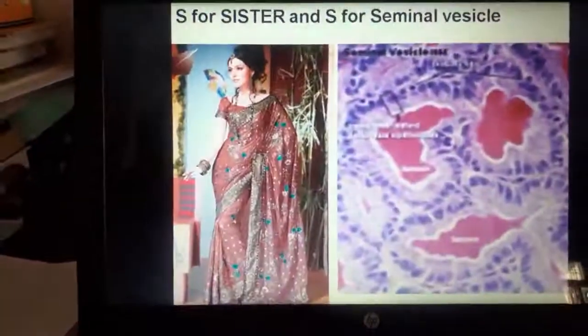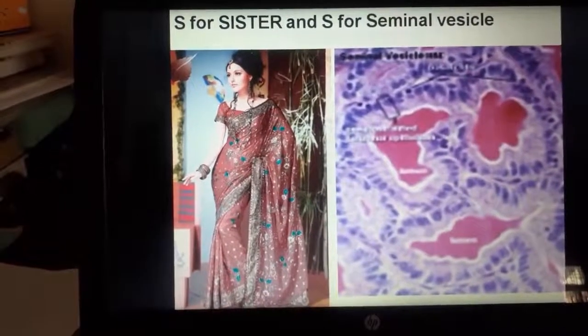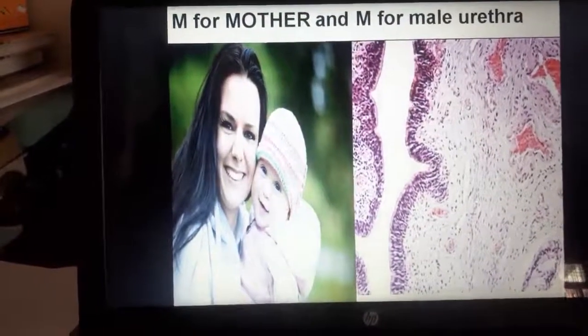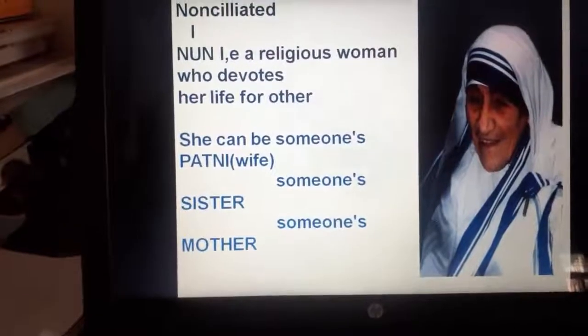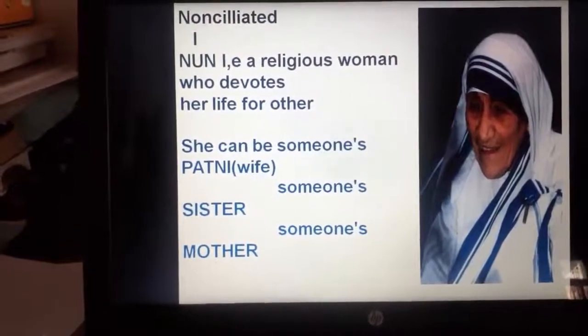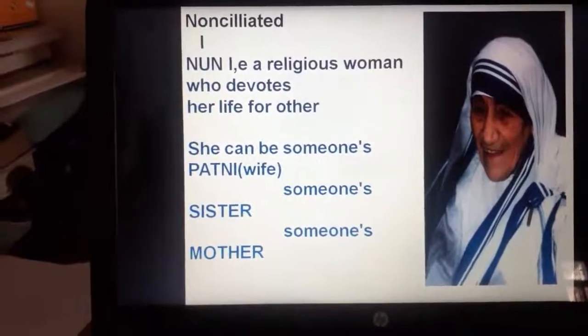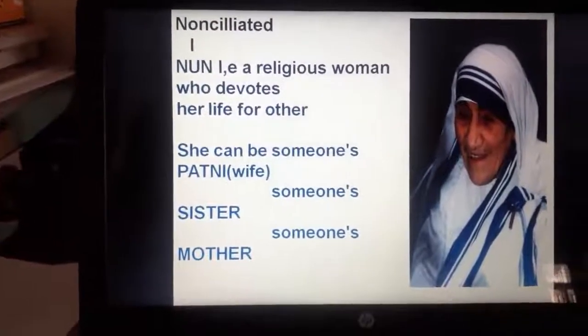Okay. S for sister and S for seminal vesicle. And M for mother and M for male urethra. These are all types of non-ciliated type. Nun, N-U-N, religious woman. And here the hint will be of non-ciliated type.